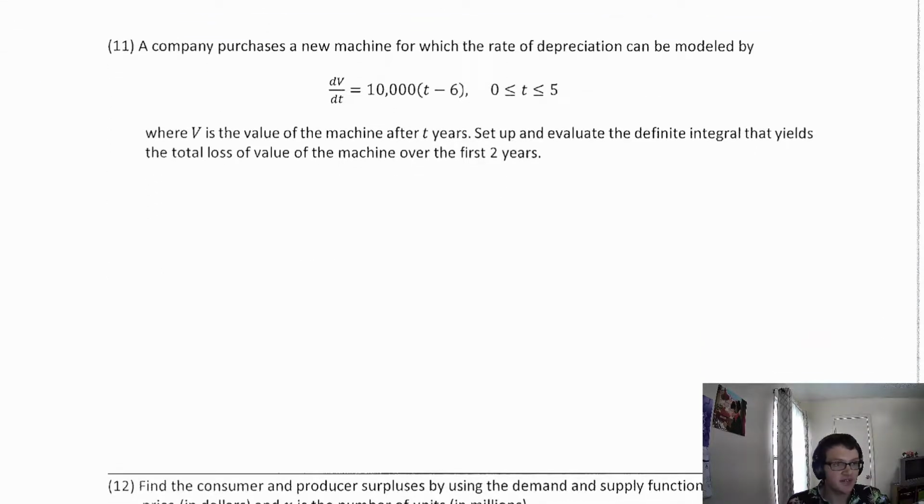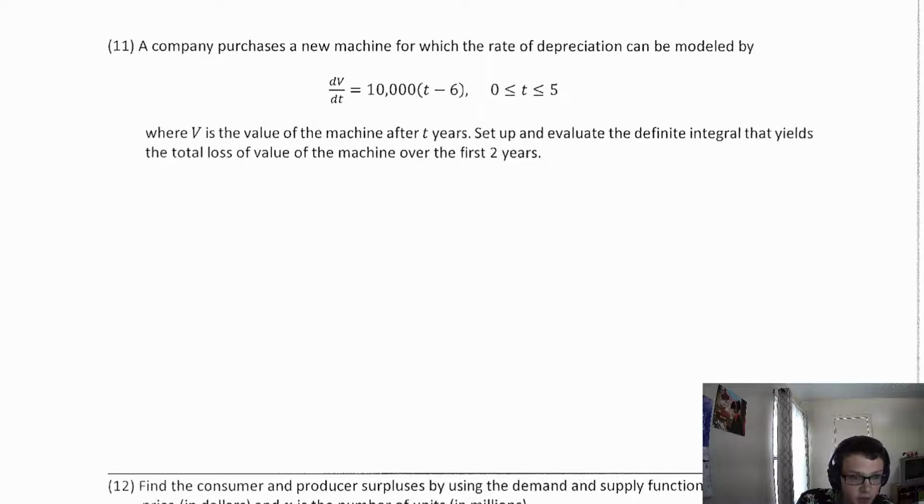All right, number 11. A company purchases a new machine for which the rate of depreciation can be modeled by this: dv dt equals 10,000 times t minus 6, where t is between 0 and 5, where v is the value of the machine after t years. What we want to do is set up and evaluate the definite integral that yields the total loss of the value of the machine over the first 2 years.